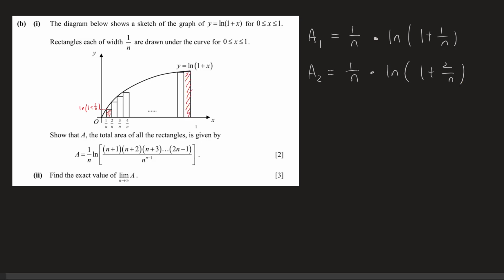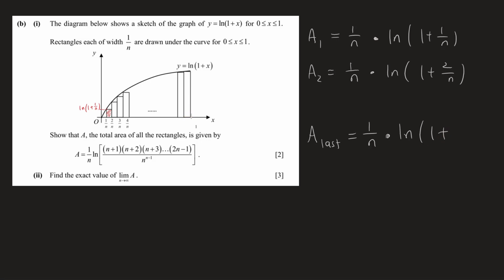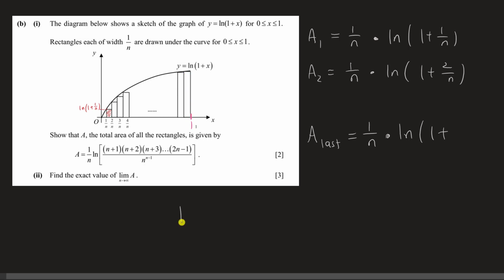Now you don't have to worry what number is the last rectangle. I tell you now it's n minus 1. You don't need to know it because they wouldn't ask you how many rectangles there are. So simply, you just write it as a last. What is the last one? ln(1 + what)? What is the height of this rectangle? You're supposed to sub in the value right before 1, because 1 is at the end here. So the value right before 1 would be 1 minus 1 over n. What would that be? This would be n over n minus 1 over n. This gives us (n - 1) over n.